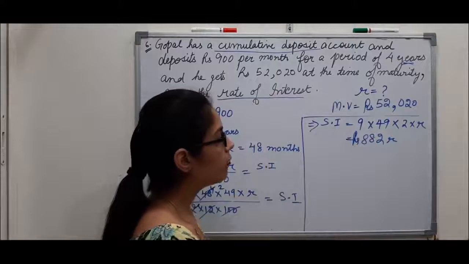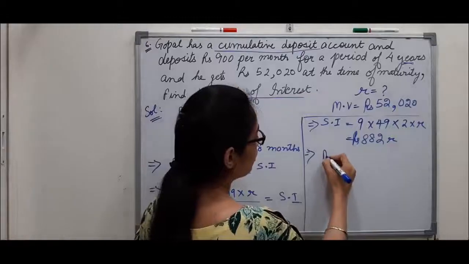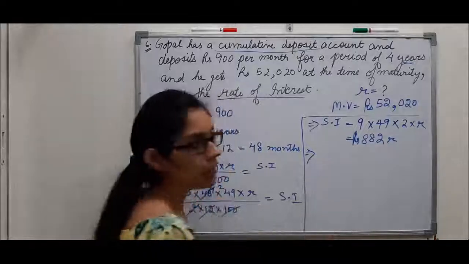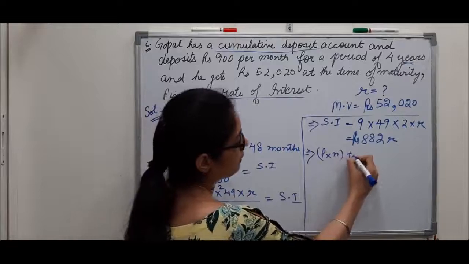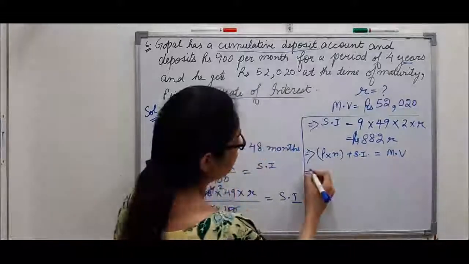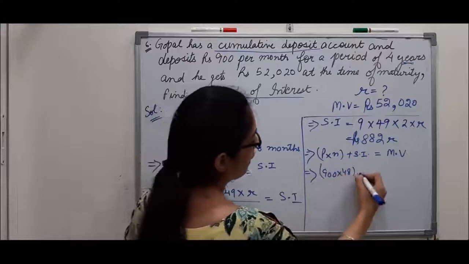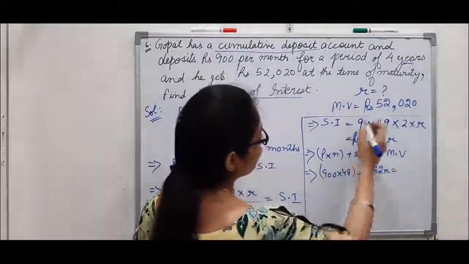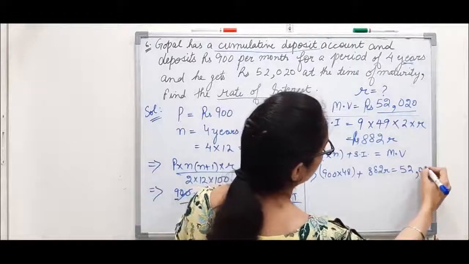Now I have calculated the value of simple interest in terms of R. Now I will put this value in maturity value. So I will start by writing the formula of maturity value, which is P into n plus simple interest is equal to MV, which is maturity value. P is 900, it is already given to me. n is 48 plus simple interest, just now I have calculated 882 R, is equal to MV. This is the given MV, 52,020.